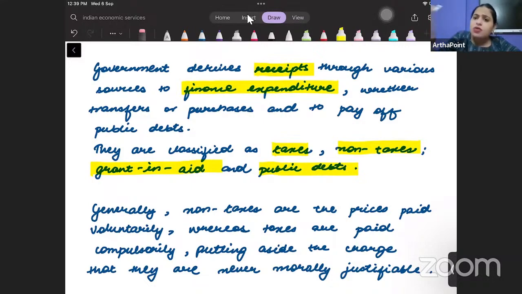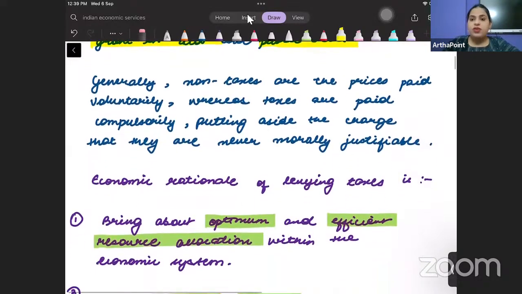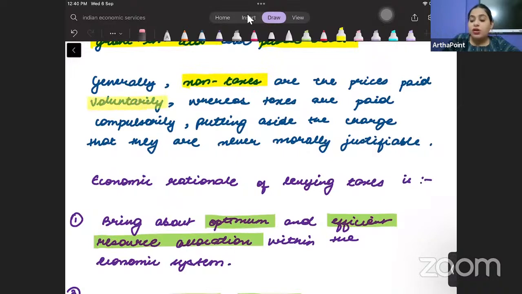That expenditure can be on multiple things: building a flyover, building schools, repaying an earlier loan. My expenditure can be on anything, but to finance that expenditure, I need receipts, and revenue can come through these sources. Now, please understand that there are two things. Non-taxes are in a way voluntary, right? If it is not a tax, like a fine or a toll, it is voluntary. If I go through a flyover, only then do I have to pay the toll.